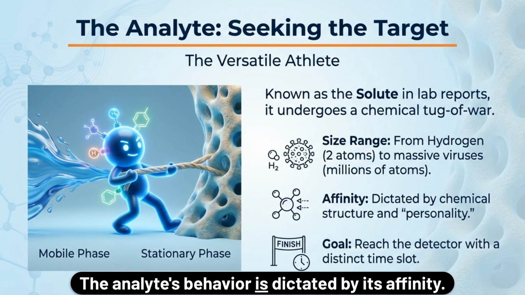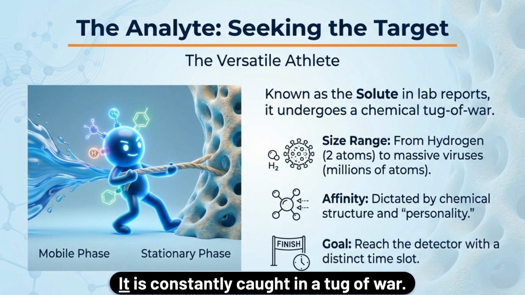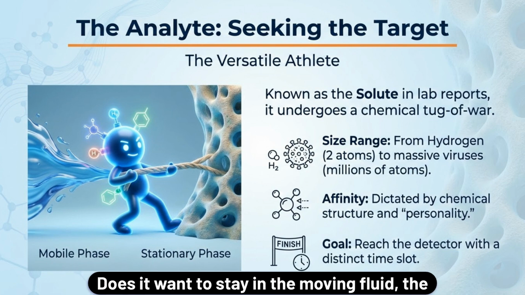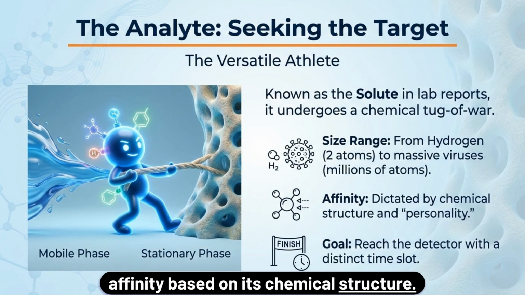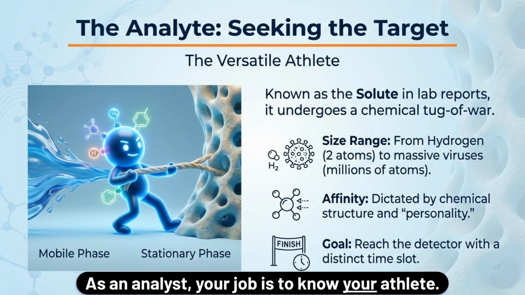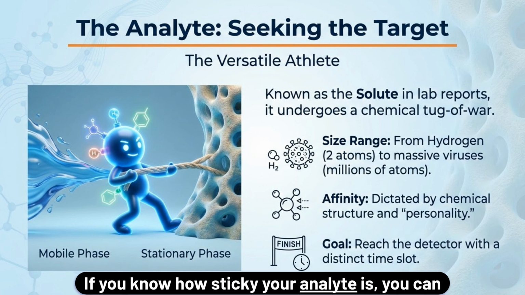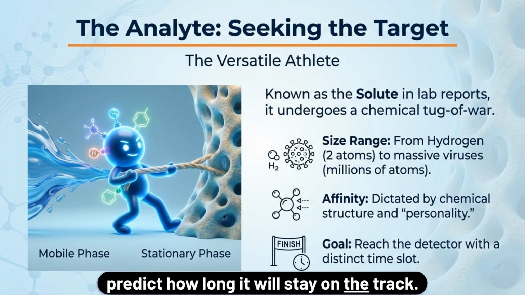The analyte's behavior is dictated by its affinity. It is constantly caught in a tug-of-war. Does it want to stay in the moving fluid, the mobile phase, or does it want to stick to the track, the stationary phase? Every species has a different personality or affinity based on its chemical structure. As an analyst, your job is to know your athlete. If you know how sticky your analyte is, you can predict how long it will stay on the track.